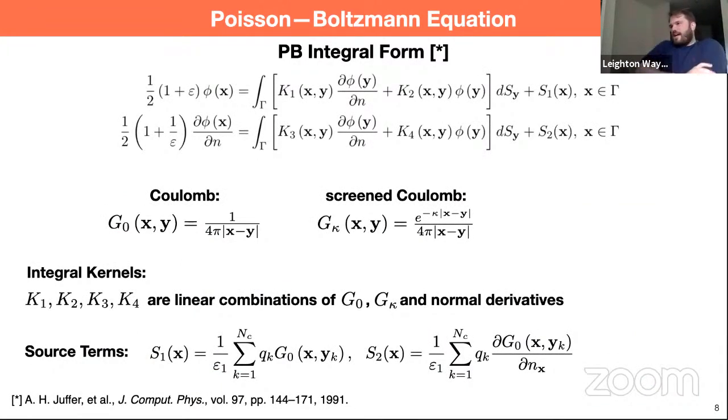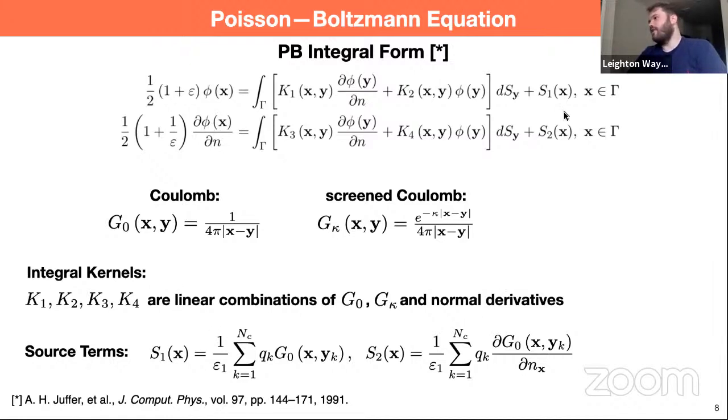So Juffer back in '91 created this boundary integral form of the Poisson-Boltzmann equation, where we have these two integrals over the boundary that are based on these integral kernels, and these integral kernels here are nothing but functions of our Coulomb and screened Coulomb kernels and their normal derivatives. So notice that when we solve this coupled integral equation, we get both the electrostatic potential along that boundary gamma, and we get its normal derivative.